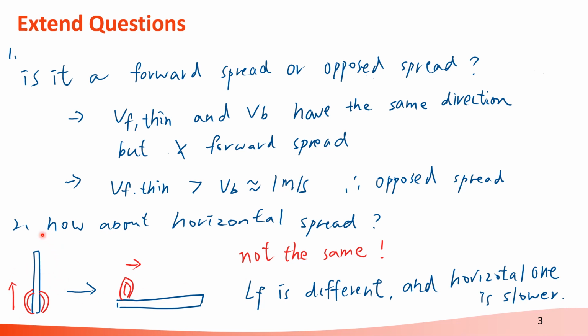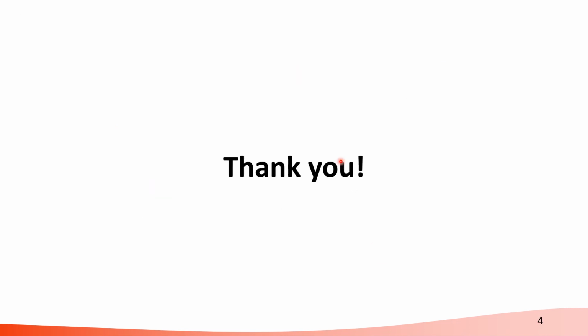In the vertical spread, there will be a higher flame height, but in the horizontal spread, it will have a shorter flame height, so after calculation, we can find out that the horizontal one will have a lower fire spread speed. So this is the end of my presentation.